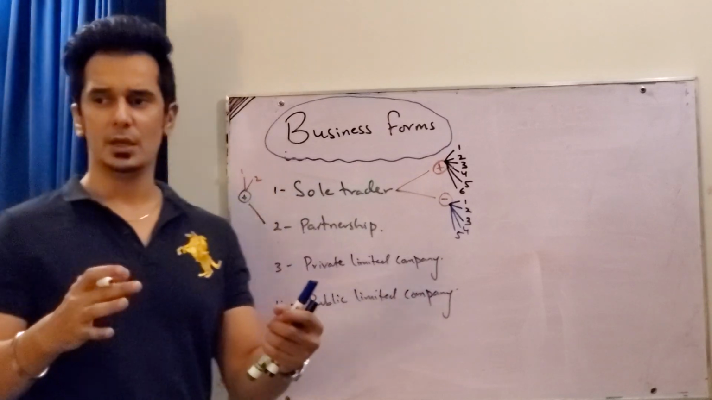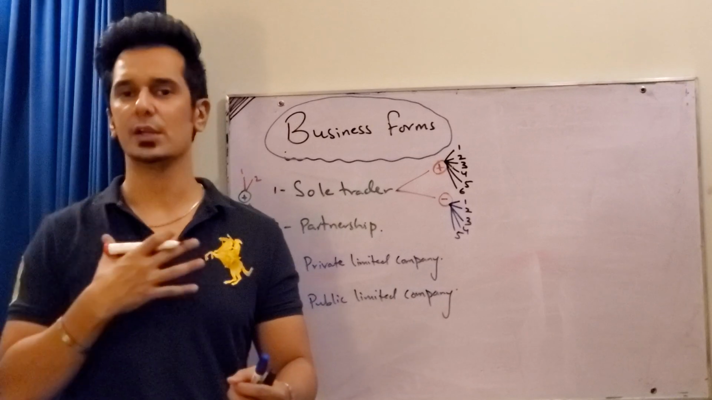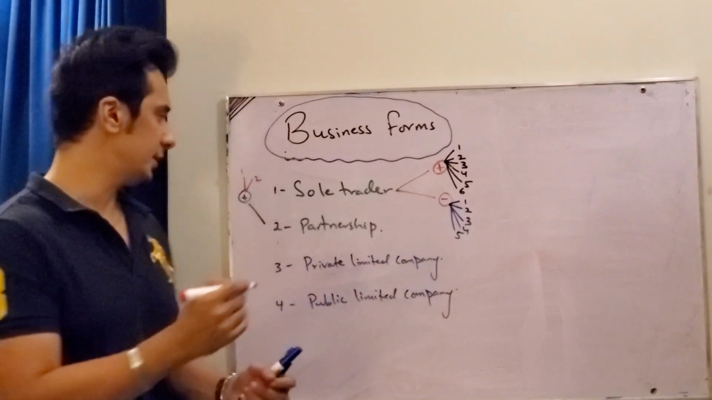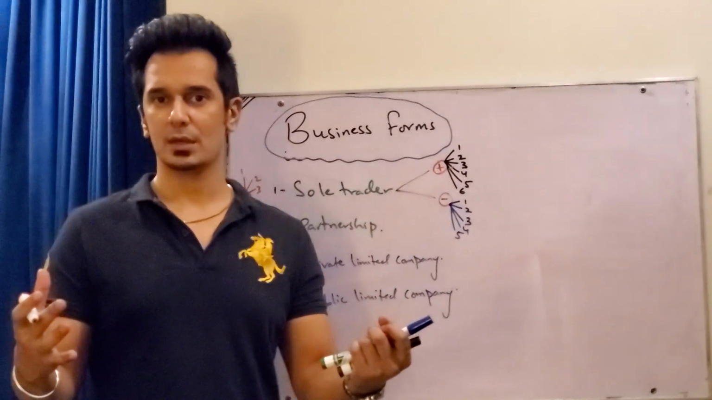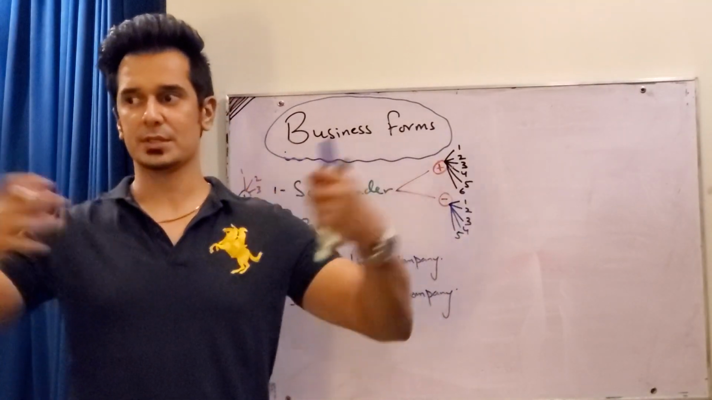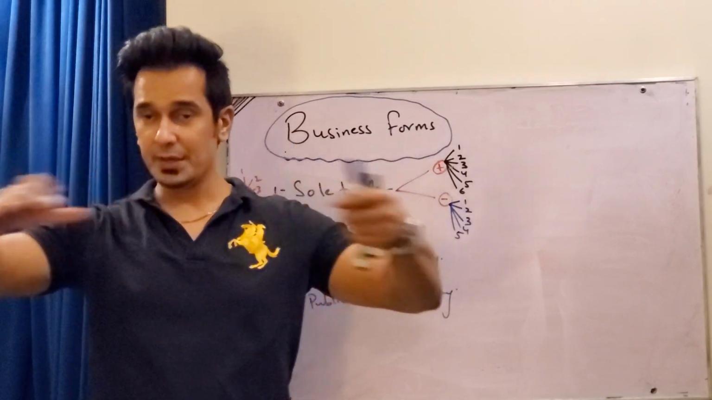For example, one of the partners is good with finance. Okay, fine, you look after finance, I look after human resource. Work can be divided. The third advantage is losses are shared. Now, I don't have to bear all the loss because they're partners in the business, so loss will be divided among the partners.